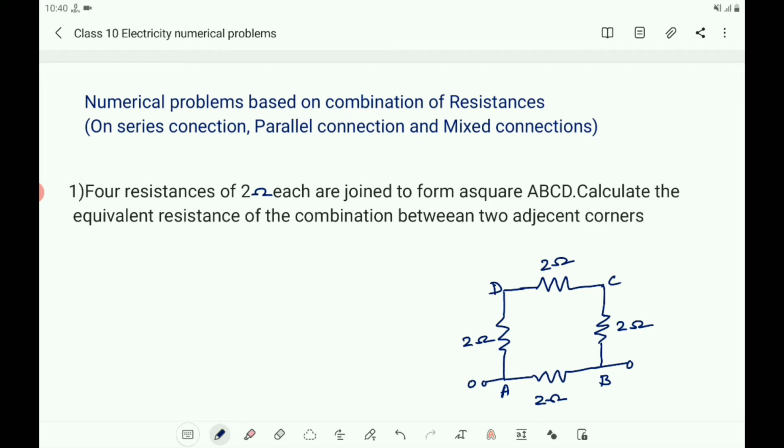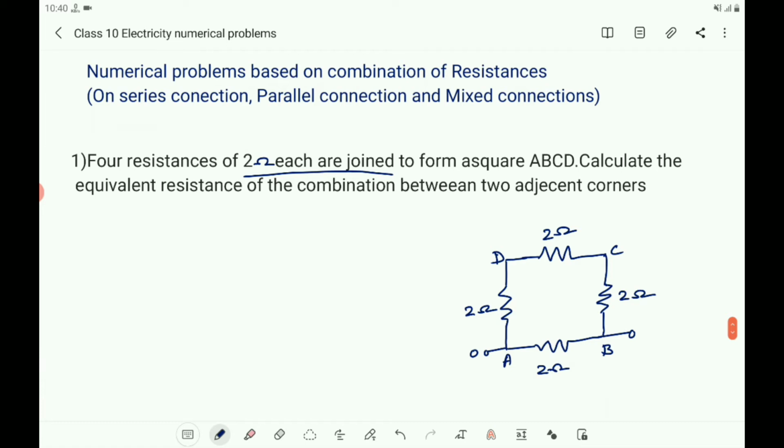Now the first question: 4 resistances of 2 ohm each are joined to form a square ABCD. Calculate the equivalent resistance of the combination between two adjacent corners.